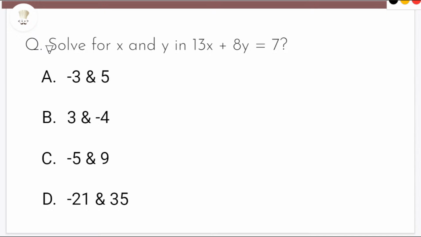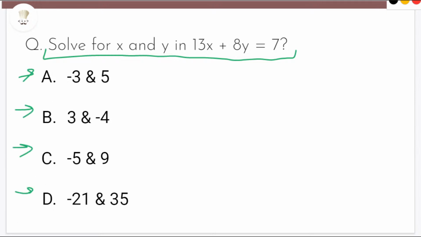Before that, let me give you a question. Here, solve for x and y in 13x plus 8y is equal to 7. Which of these options are correct? A, B, C, and D. You can just write whichever option is correct in the chat.